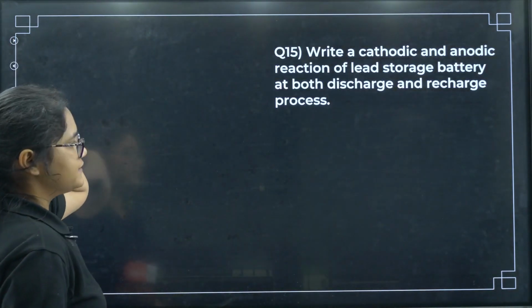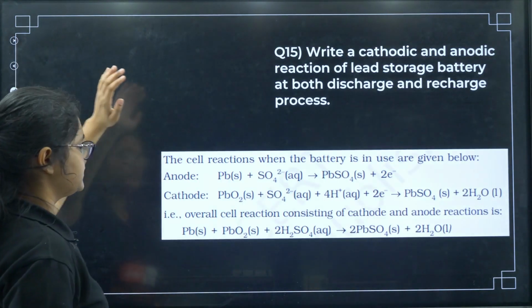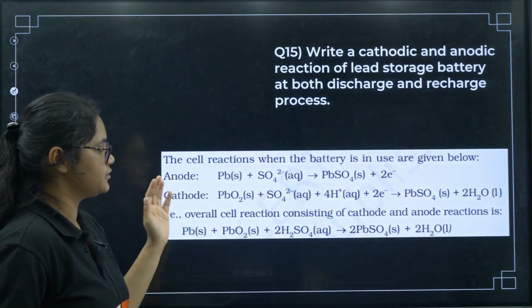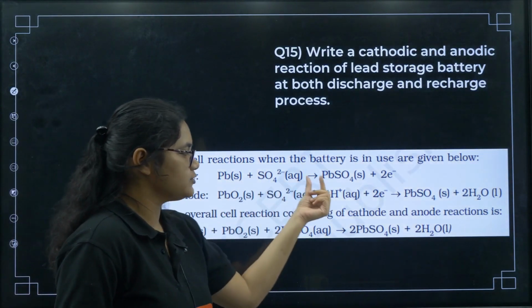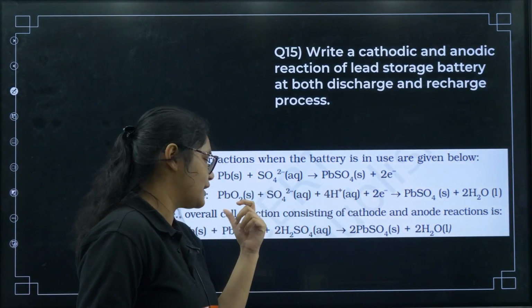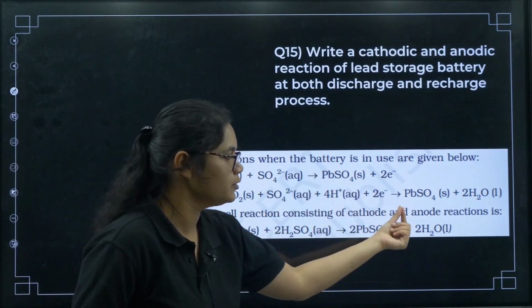Next, lead storage battery cathode and anode reactions. Just remember what the reaction of Pb is. At the anode, Pb gets oxidized to Pb2+. At the cathode, Pb4+ gets reduced to Pb2+.